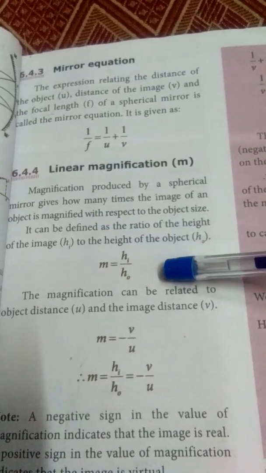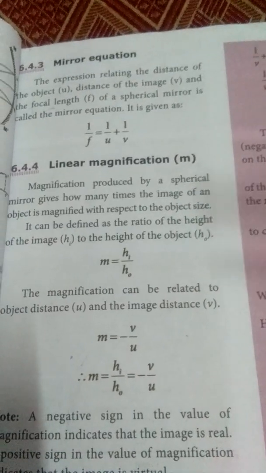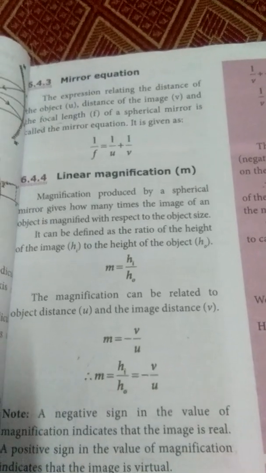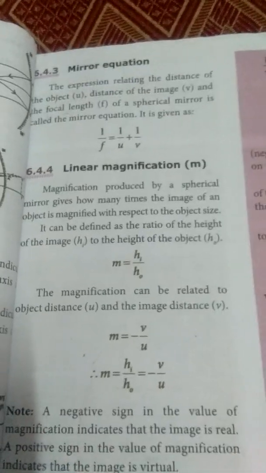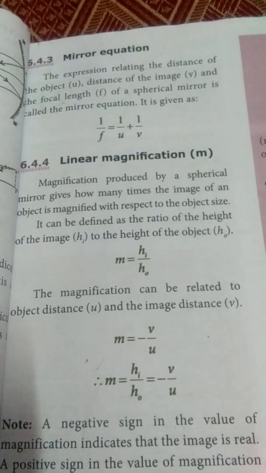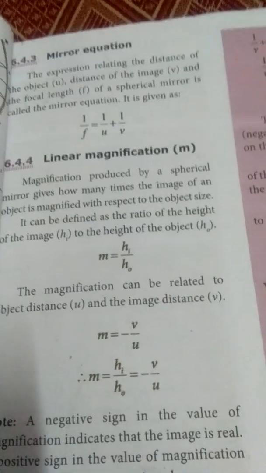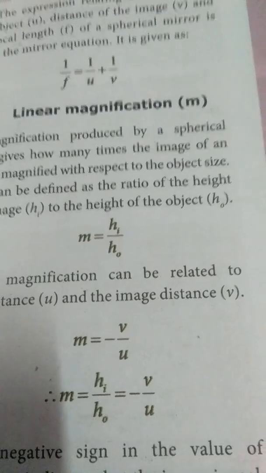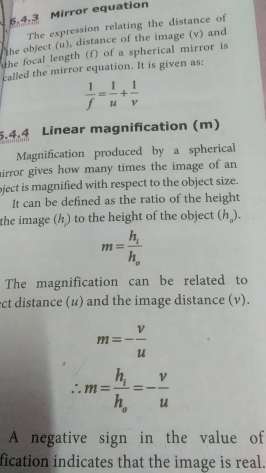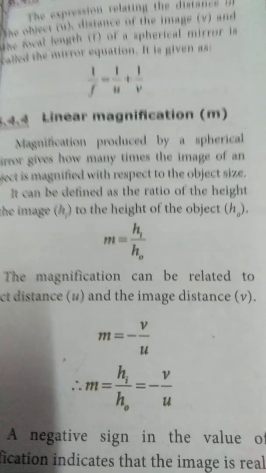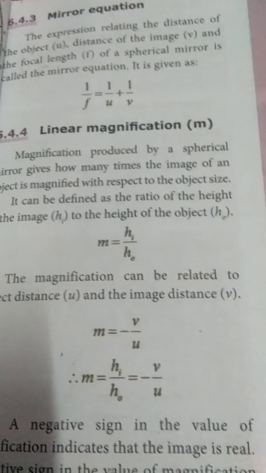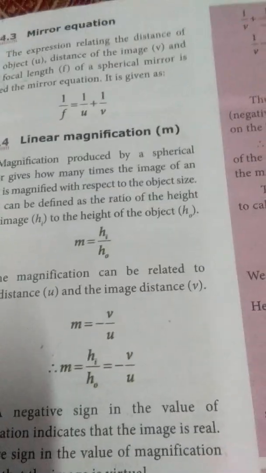It can be defined as the ratio of the height of the image to the height of the object. The height of the image we denote by HI, and the height of the object we denote by HO. So how do you calculate the magnification? Magnification equals HI, the height of the image, divided by HO, the height of the object.